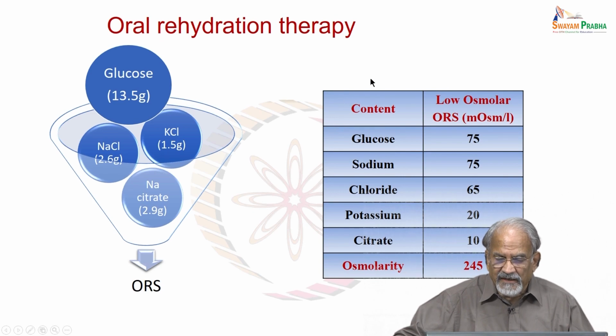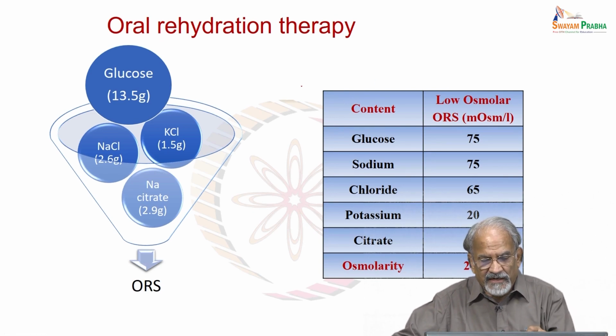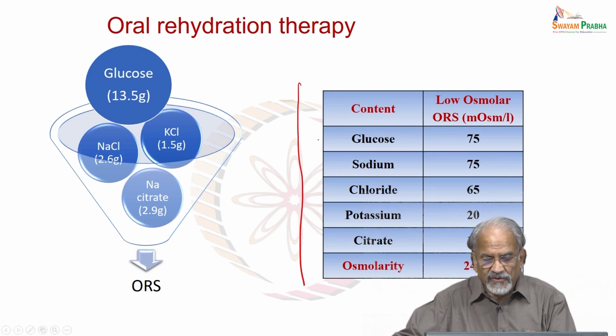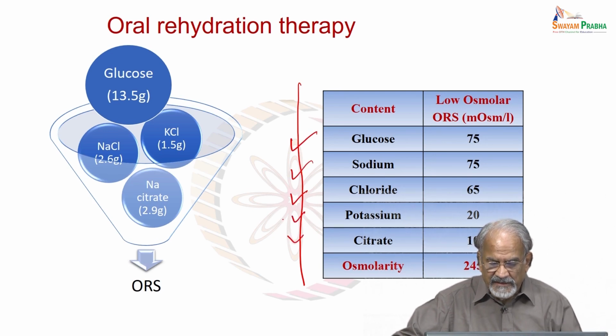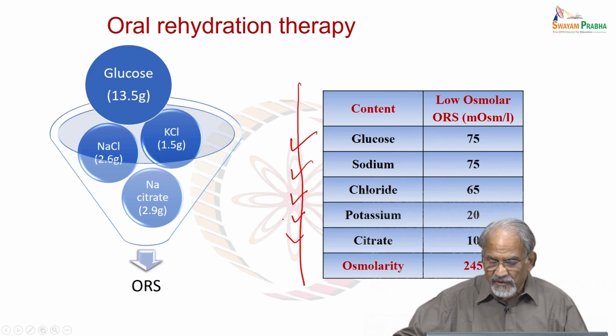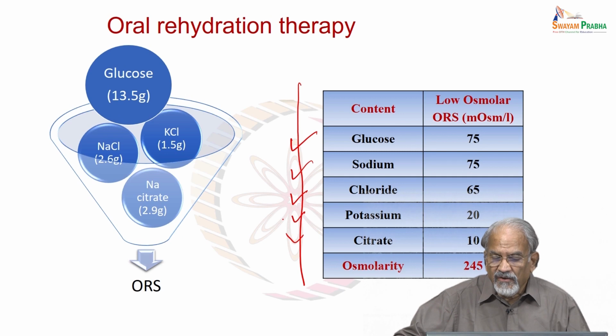This is the typical composition of oral rehydration therapy: glucose, sodium, chloride, potassium and citrate. This leads to an osmolality of 245, and this is called a low osmolar ORS.